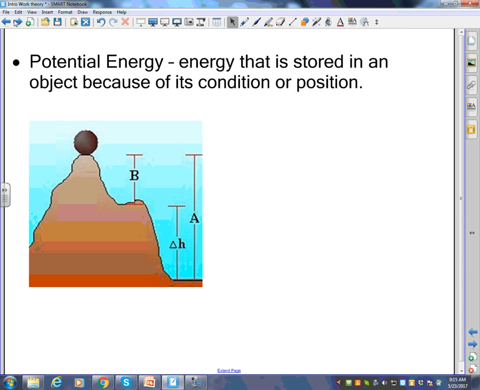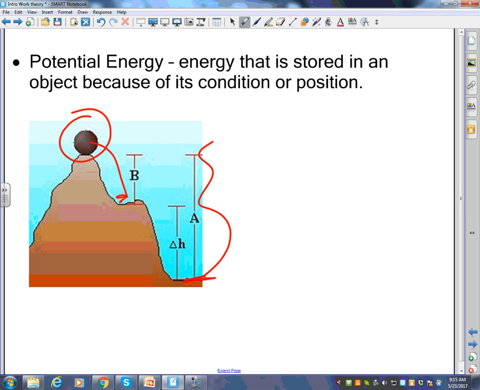Potential energy is energy that is stored in an object because of its condition or its position. So we would say the boulder, the rock right here, has a certain amount of potential energy, and that energy is relative, it depends. If you're talking about down there, base level, it has a certain amount of potential energy. If you're talking about to that level there, it has a certain amount of potential energy.